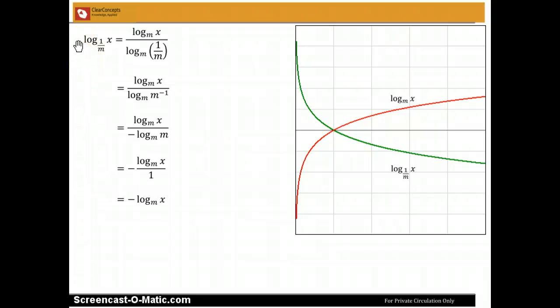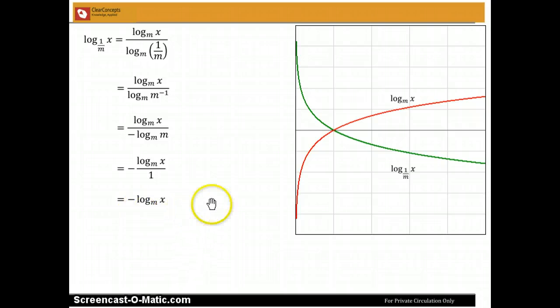So the first thing we take a look at is the behavior. What happens when the base changes? So let's consider this expression, log to the base 1 by m of x, and we use the change of base rule with the new base being m. So it becomes log to the base m of x over log to the base m of 1 by m. And you can see by the working that turns out to be minus log to the base m of x.